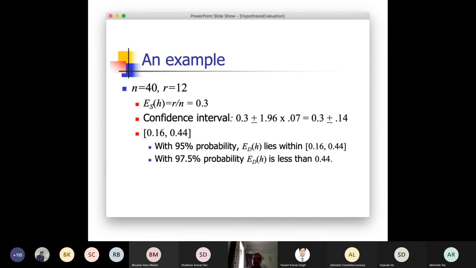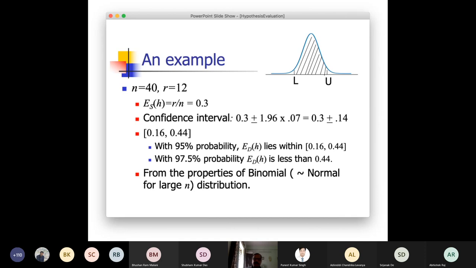If I consider 97.5% probability, it is less than 0.44. Actually, there is a distribution, and if you plot this distribution, the curve would look like this. Many of you know it looks like a normal distribution. Actually, it is a binomial distribution in discrete variables also. When n is sufficiently large, it looks normal, and that is why there is the restriction on the number of samples n. So from the properties of binomial, it becomes normal for a large n.